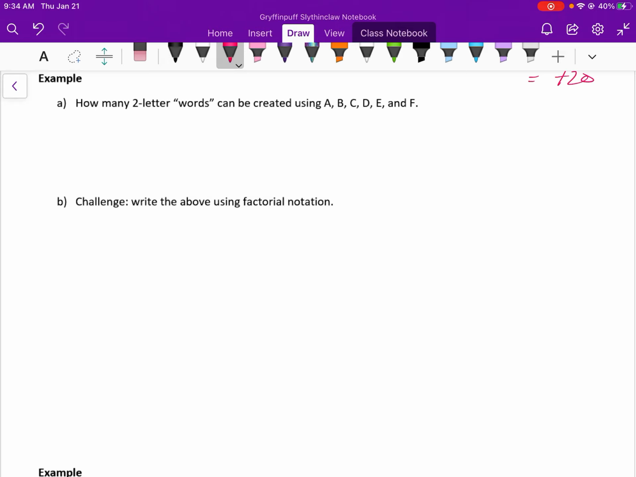So let's move on to the next example. How many 2-letter words can be made with the letters A, B, C, D, E, F? Great question. So for 2-letter words, I have 2 decisions to make: what goes in the first letter, and what goes in the second letter. I have 6 choices, and once I use up one of those, there are 5 remaining. So there are 30 different arrangements.